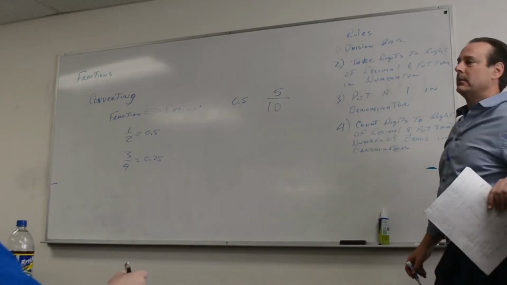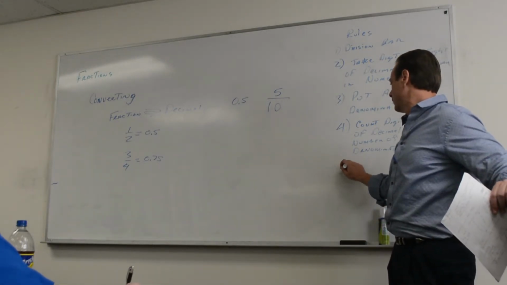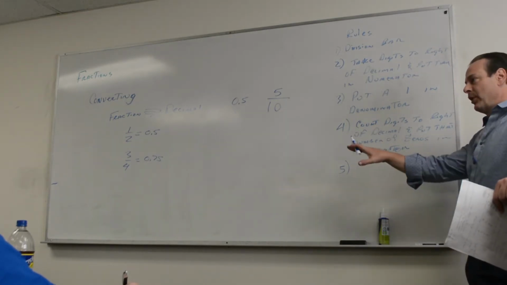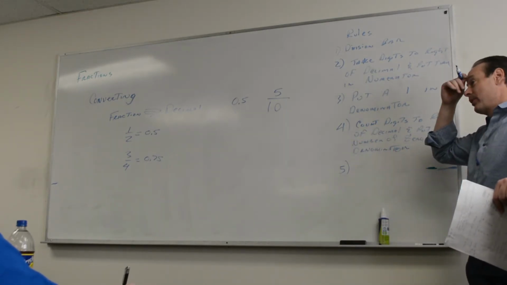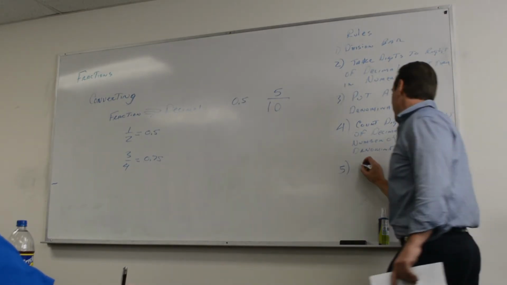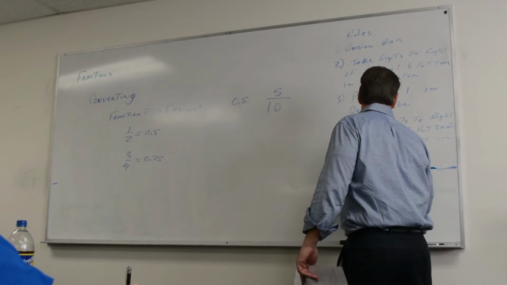Wait, can you add a number to it, like an extra zero? I don't understand. I'm going to do another example. Just get this one down for content first. Number 5 is simplify. All fractions must be in simplest form.